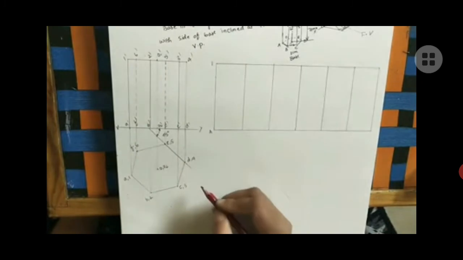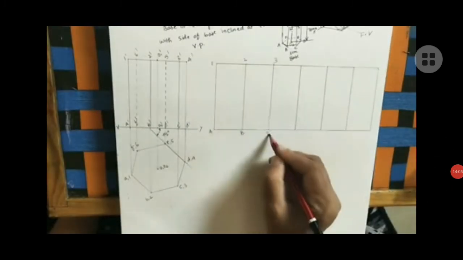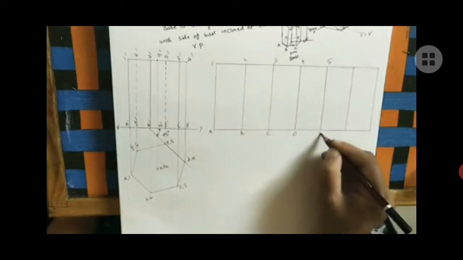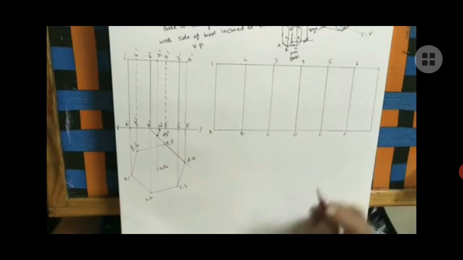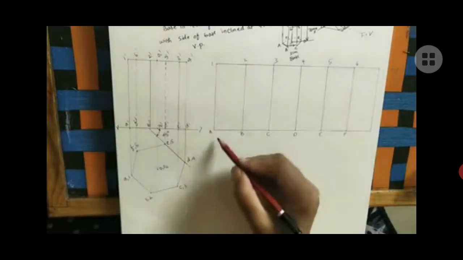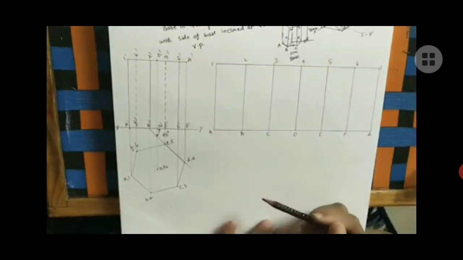Next is 2B, C, 3C, D, 4E, 6A, F. This is your development. The lines coincide with each other, so give the same name. This is the development of the external prism.